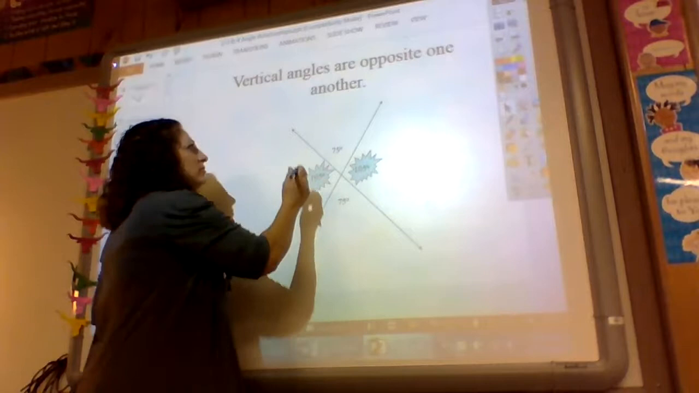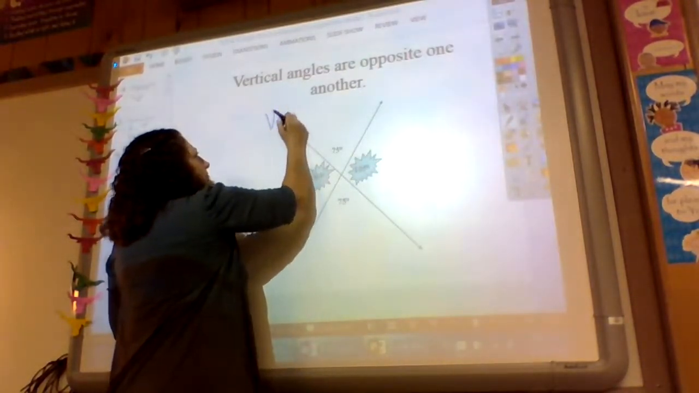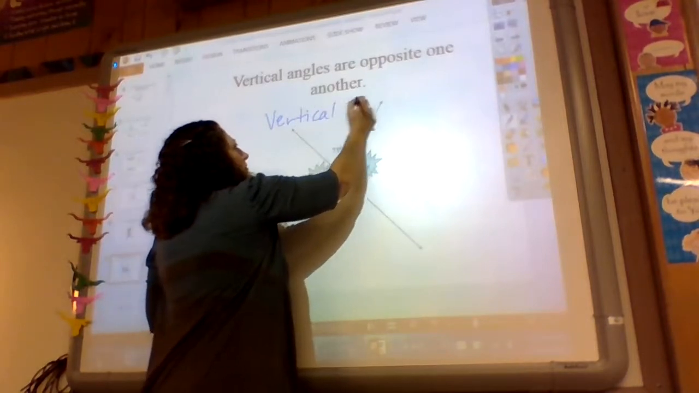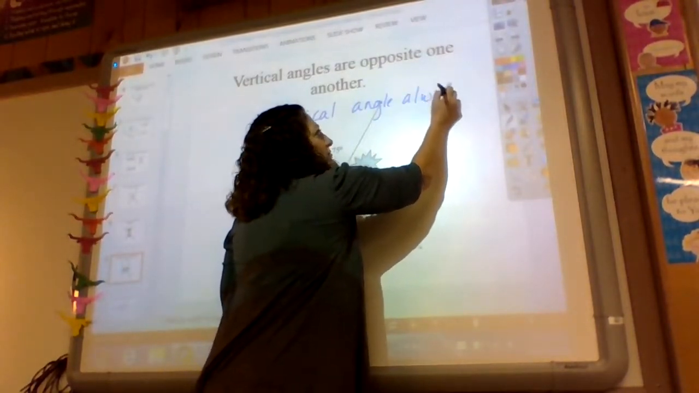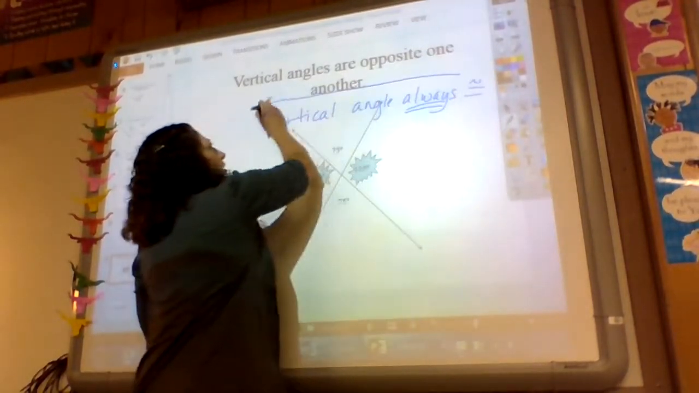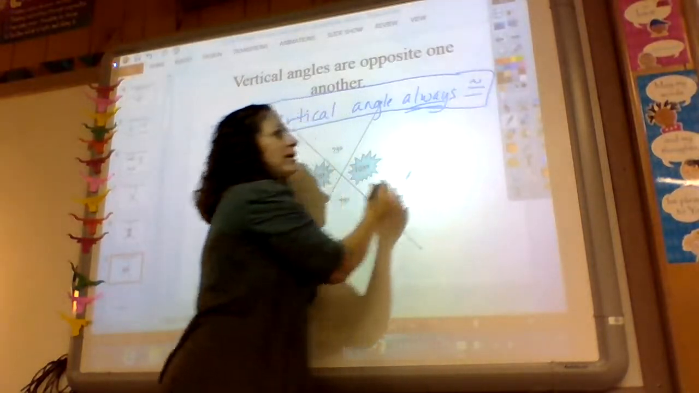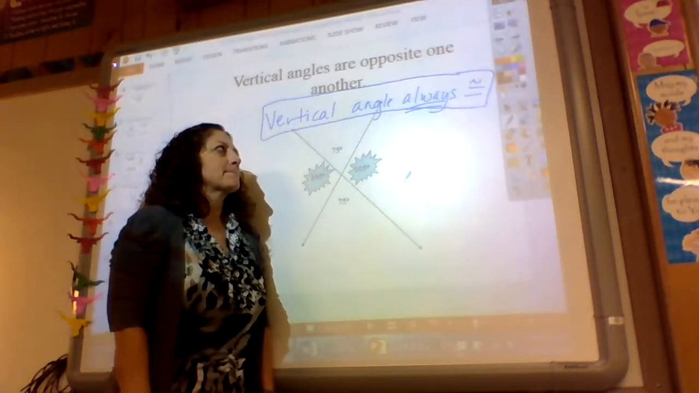Matter of fact, you might even write in your notes: vertical angles, always congruent. Very seldom do we use the word always, but I would box that in. We use that forever and ever and ever throughout all of geometry.